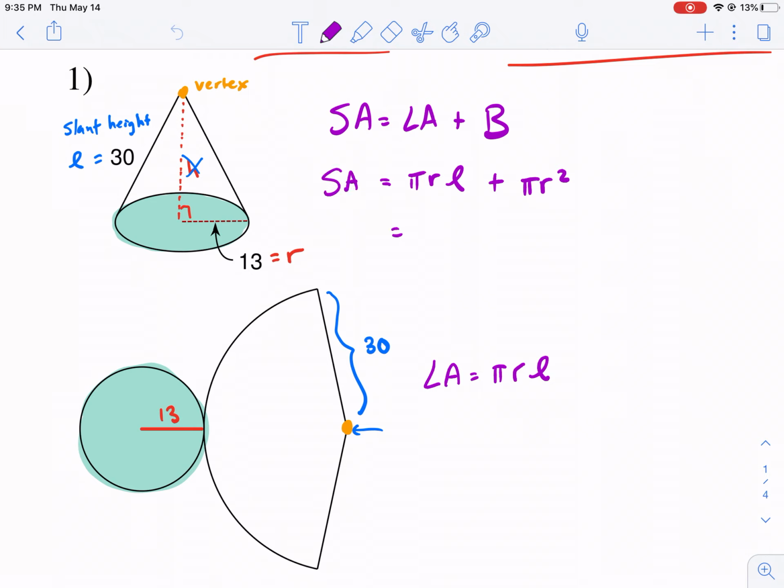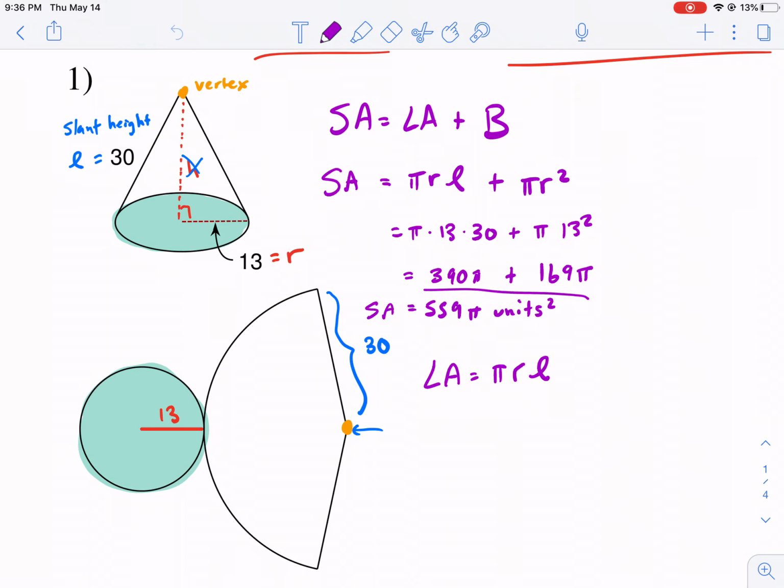So we can go ahead and plug in some of this missing information. 13 times 30 plus pi times 13 squared. That's going to give us 169 pi plus 30 times 13. I'm going to need some backup on this one. I think it's 390, but I'm just going to double check that. I was right. 390 pi. And then I'm going to add this to 169 pi, and I get 559 pi units squared. It's very important that you label correct units. Your geometry teacher is going to go nuts if you get to volume and you're mixing up with square units, and then you go to surface area and you're using cube units.